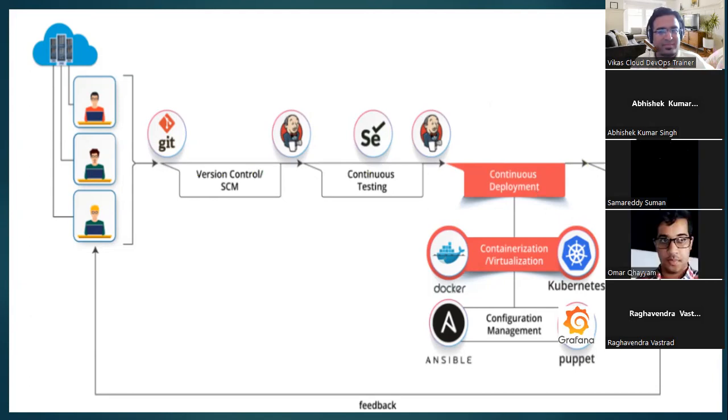Why do we use Grafana and Puppet as a DevOps engineer? Grafana, as I told, if you have to monitor the application with the help of Grafana, it should be there. The application has to be monitored with some monitoring tool. Grafana is a monitoring tool. That's it.